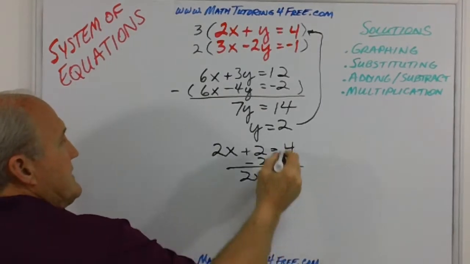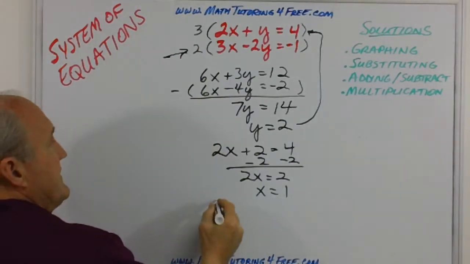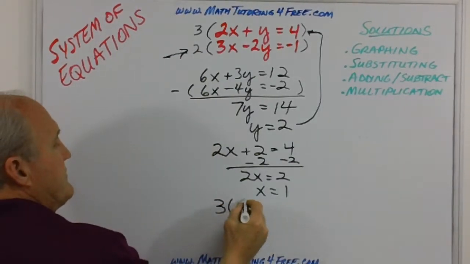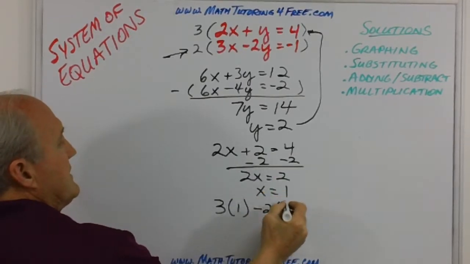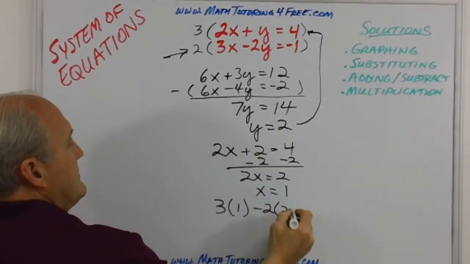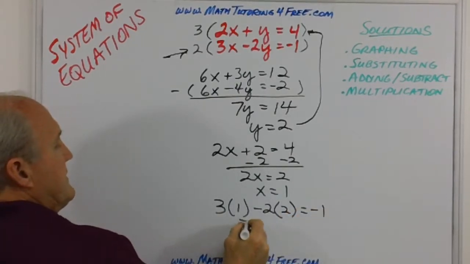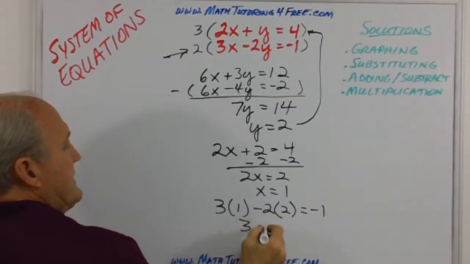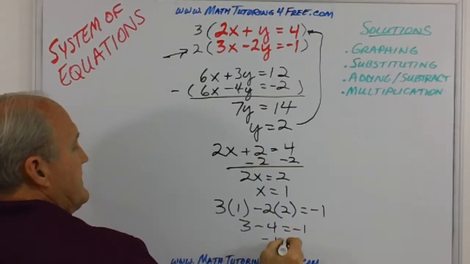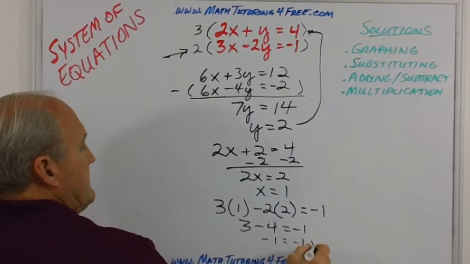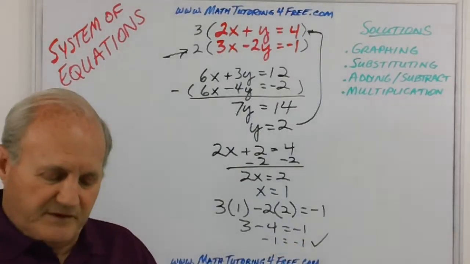If x is 1 and y is 2, let's put that into the second original equation. We have 3 times 1 minus 2 times y, which was 2. Is that equal to negative 1? Well, this becomes 3 minus 4 is equal to minus 1. Minus 1 is equal to minus 1. The world is all right. Check.